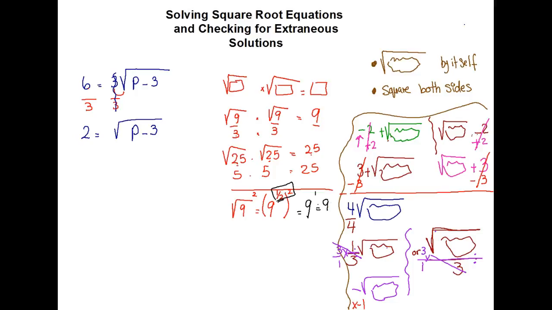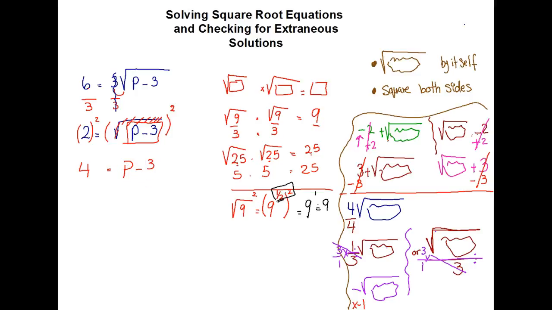Using the rule, I'm going to square both sides. Remember, what you do to the left, you do to the right. What you do to the right, you have to do to the left. Okay, so 2 squared is a 4. Now, why did I square in the first place? Because I'm getting rid of the square root. So all I got to do is get rid of that root and just write whatever is under the root. So 4 equals p minus 3.